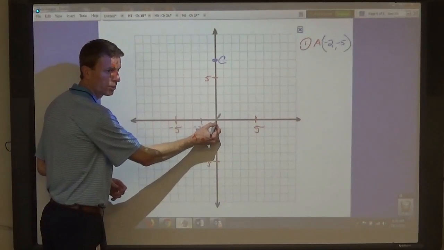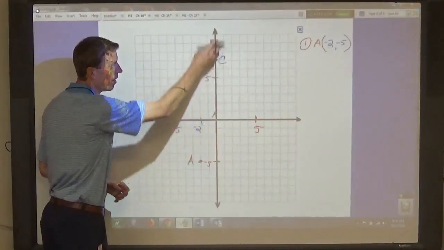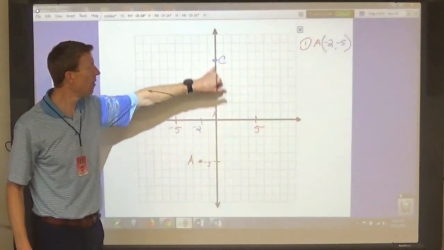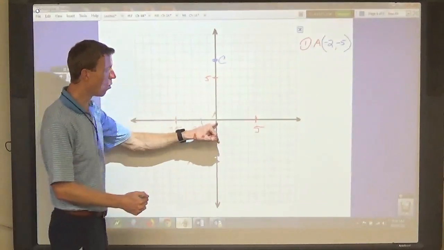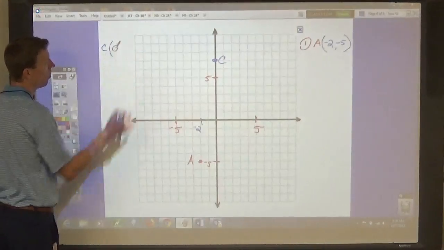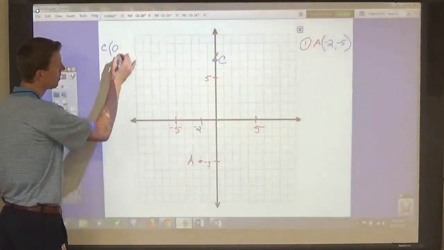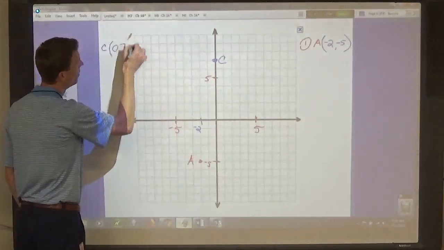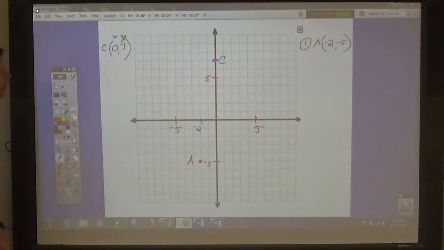So again, we start at 0, 0, and it's not over in any of the quadrants, is it? So if you were asked which quadrant this is in, it's not in a quadrant. It's on the y-axis. So that's what you would write, on the y-axis. And it's over 0. So the first coordinate of point C is 0. Then you count to where it is on the y-axis, because that's the y-coordinate. And it's up 5, 6, 7. So the x-coordinate is 0, the y-coordinate is 7.